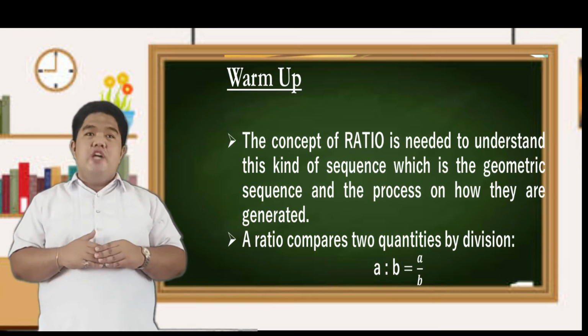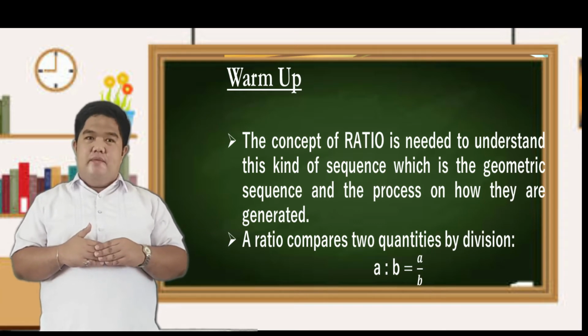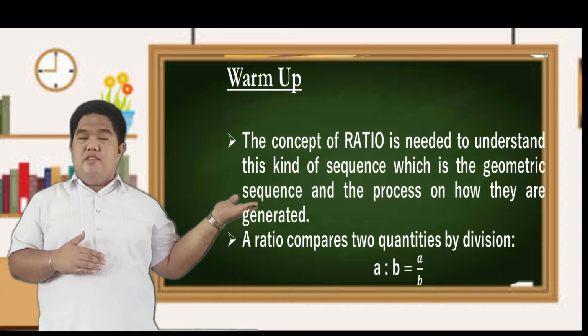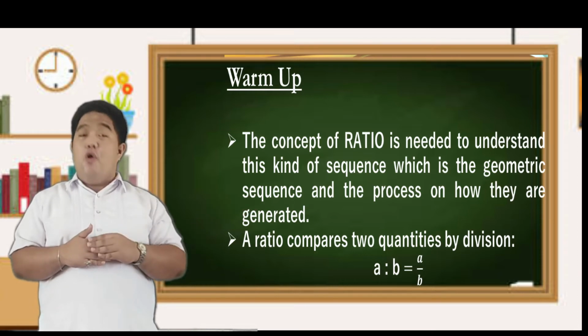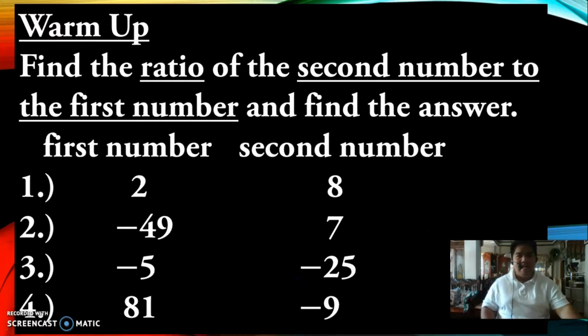A ratio compares two quantities by division. A is to B is equal to A over B, or A divided by B. Now, let's have further example. Find the ratio of the second number to the first number. Take note, you will be finding the ratio of the second number to the first number. So the first numbers are 2, negative 49, negative 5, and 81. The second numbers are 8, 7, negative 25, and negative 9 respectively.